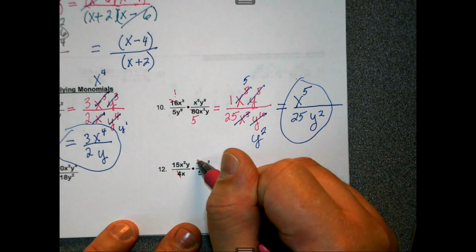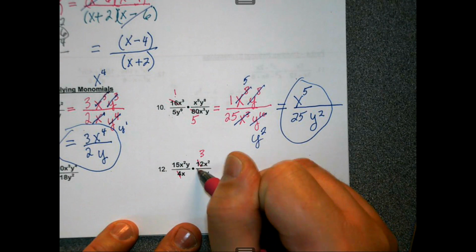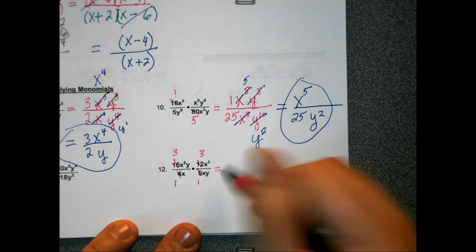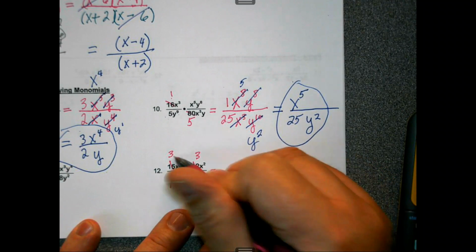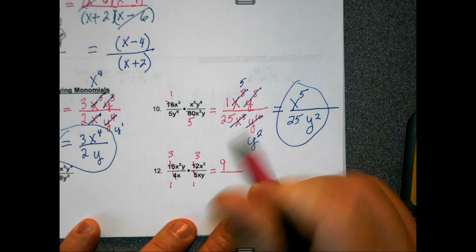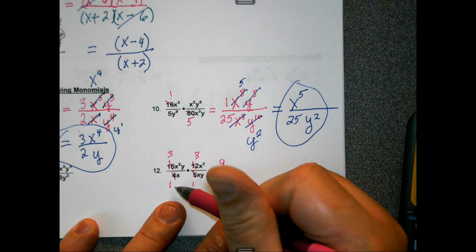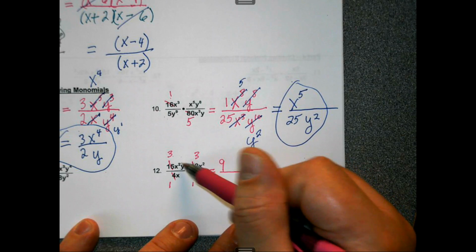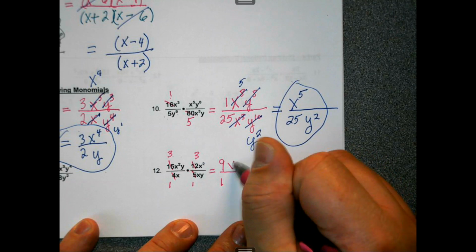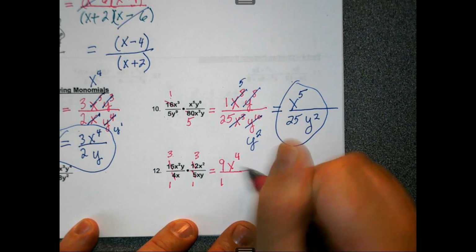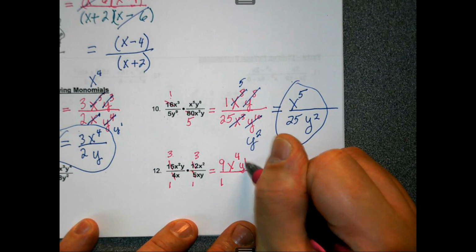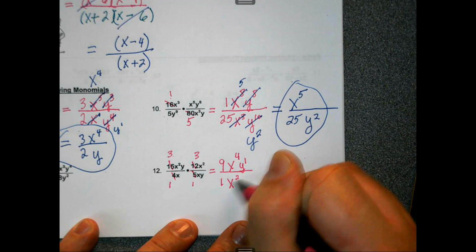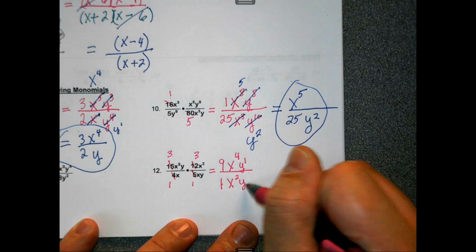See, 4 goes into 12 3 times. 5 goes into 15 3 times. So I have 3 times 3 is 9. Then 1 times 1 is 1. Then my variables across, x squared times x squared, x to the 4th, y to the 1st. Here I have x to the 1st times x to the 1st, x squared, y to the 1st.